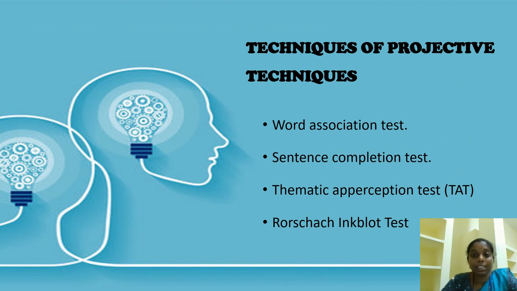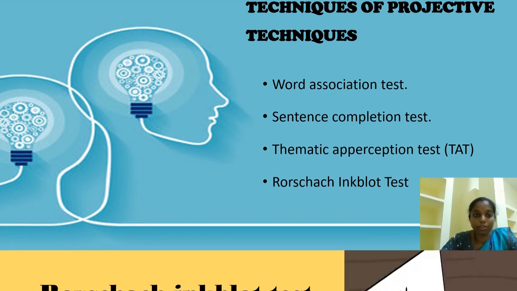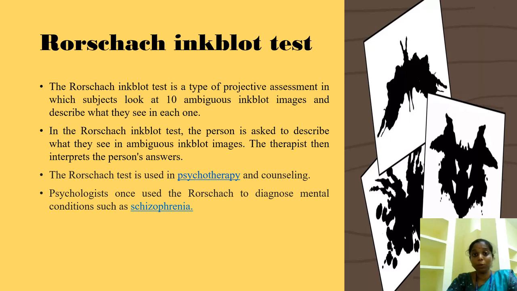Some important projective techniques are the word association test, sentence completion test, thematic apperception test, and Rorschach inkblot test. In the Rorschach inkblot test, the subject is given 10 ambiguous images. Out of these 10 images, 5 will be in black and white ink, 3 will be in pastel colors, and 2 will be in red ink. These images are symmetrical.